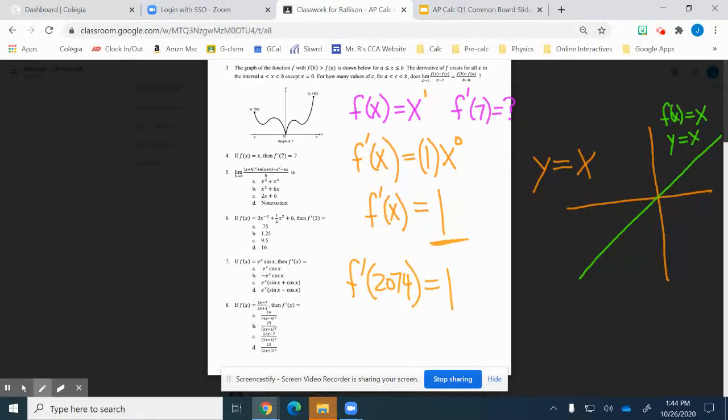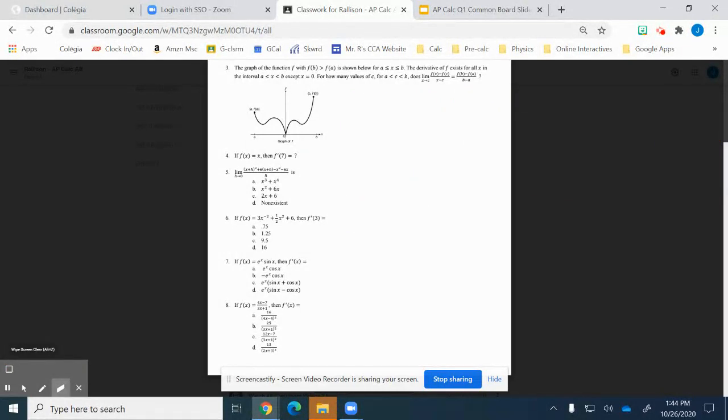So it doesn't matter where I choose a point on this line, the slope of that line is always going to be equal to 1, which means the derivative of the function of that line is going to give you a 1 no matter what number you put in for the x, which is what we see right there. So the answer to this is 1. All right? Good.